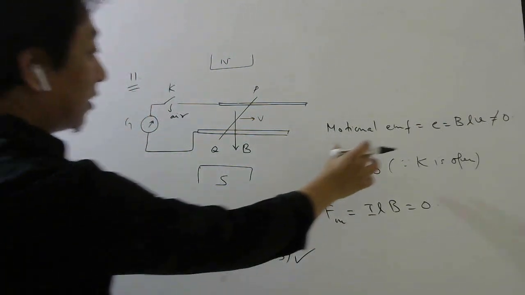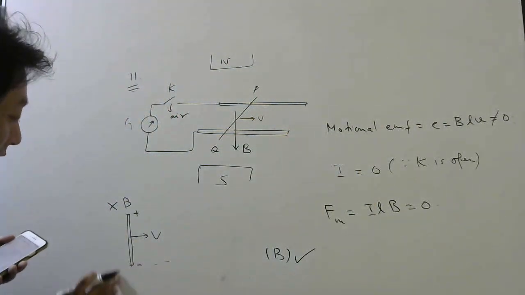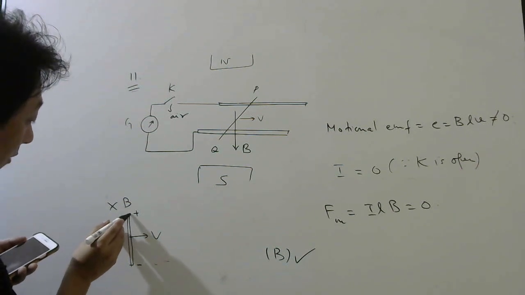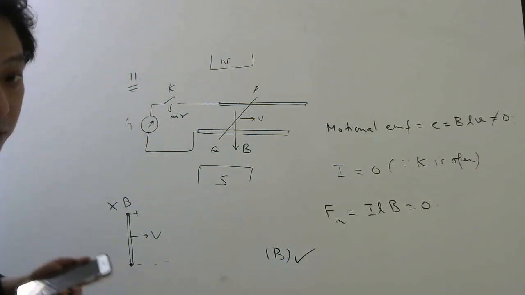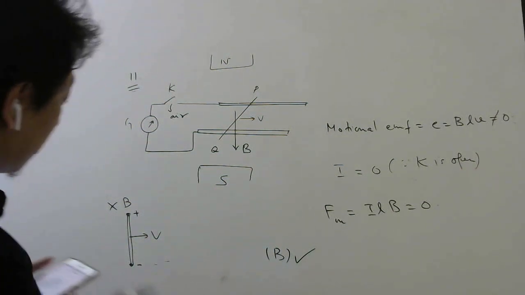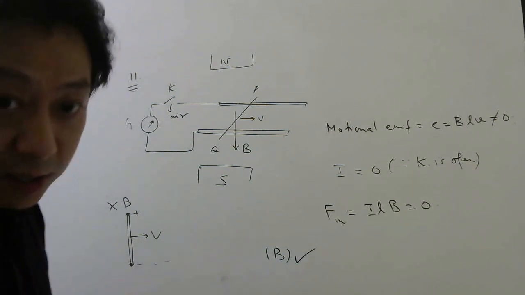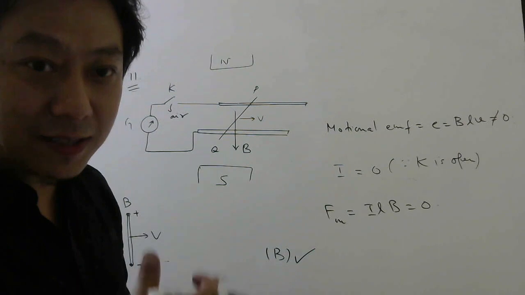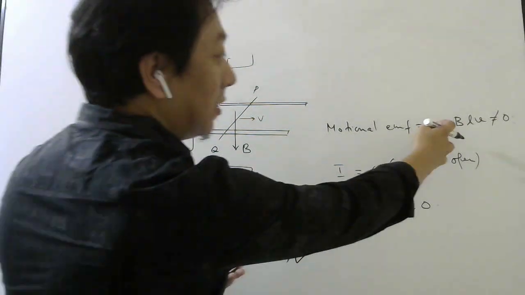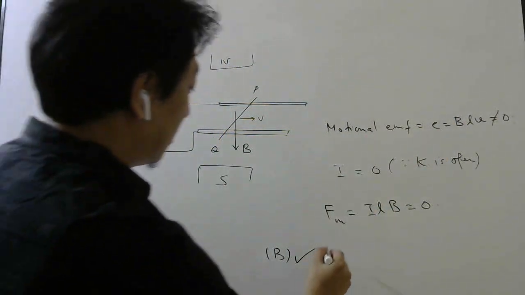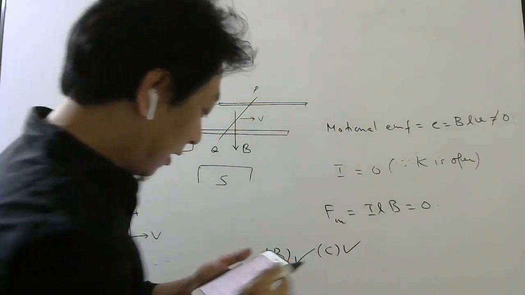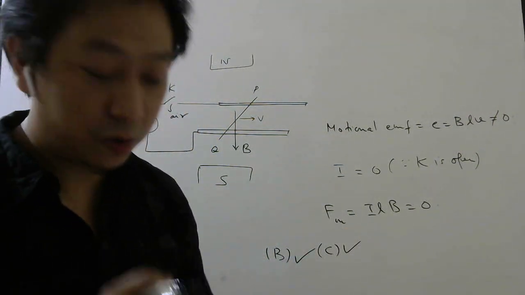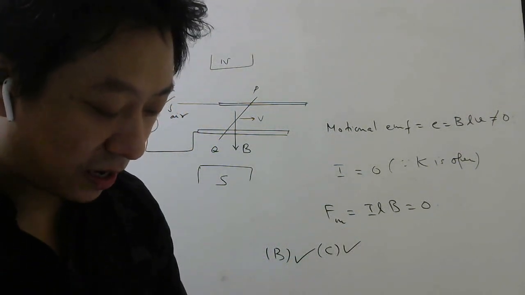Yes, because there is EMF and the separation of the charge happens. This end will be positive, this end will be negative. So there will be excess charge developed on the ends of the rod. That is why we say the moving rod in a magnetic field acts like a battery whose EMF is BLV. So C is also correct. That means option D we have to tick, because option D says both B and C are correct.